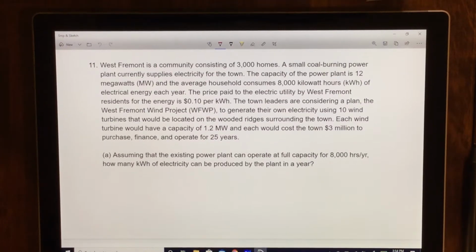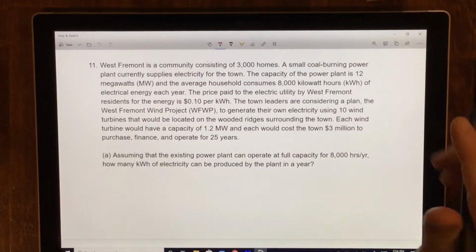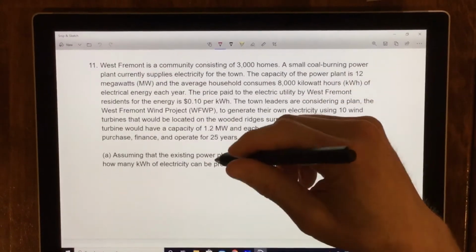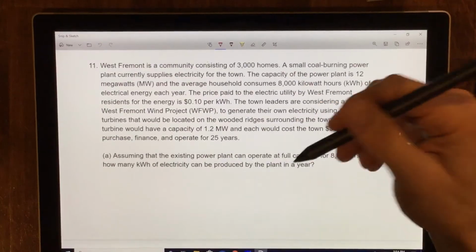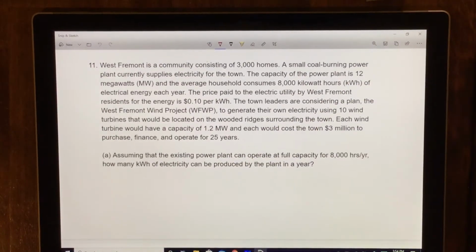All right, guys, I just want to show you 11A and 11C. All right, here we go. So you read this whole thing, and it wants to know, assuming it operates at full capacity for 8,000 hours per year, how many kilowatt hours of electricity can be produced by the plant in a year?